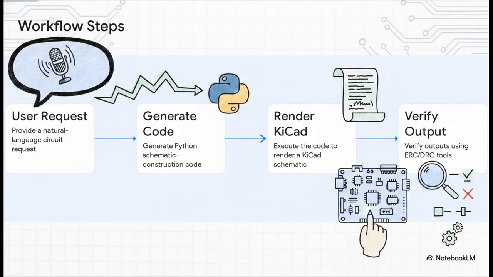To make this totally practical, Microsoft lays out a really clean 4-step workflow. First, you just give it your natural language request. Second, the AI spits out the Python schematic construction code. Third, you execute that code to actually render your KiCad schematic. And fourth, this is absolutely crucial, you verify the outputs using standard ERC and DRC tools. It's a fantastic way to ground an abstract AI into a highly practical EDA pipeline.